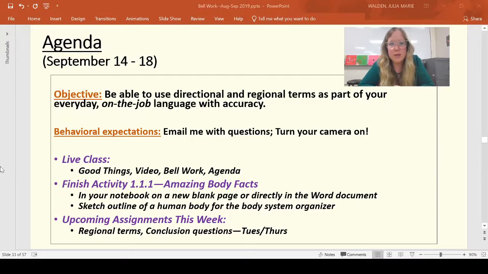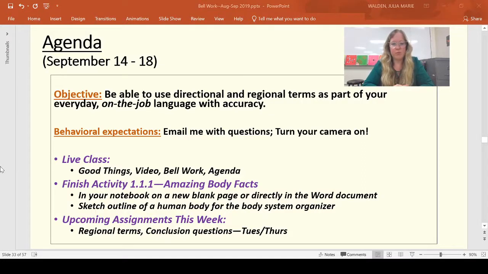So when you're using these terms, don't forget that you're always comparing two body parts. So you're not going to write a sentence that says, the nose is anterior. Okay? You're going to write a sentence, the nose is anterior to, and you're going to write something that the nose is in front of. And yeah, the nose is in front of pretty much everything. So you could write, the nose is anterior to the eyes. The nose is anterior to the cheeks. The nose is anterior to the ears.